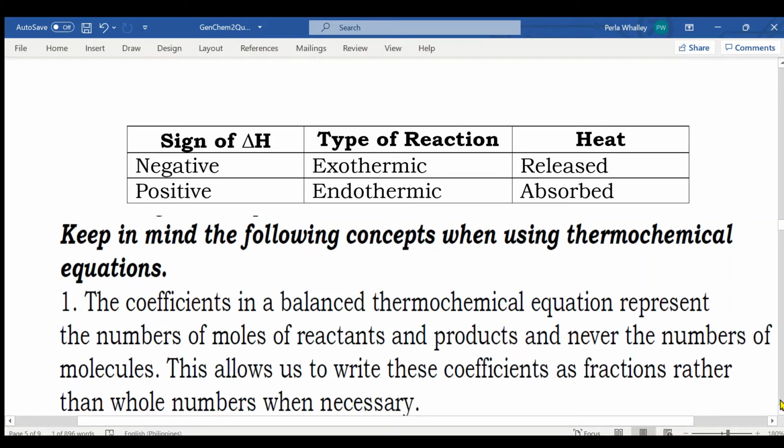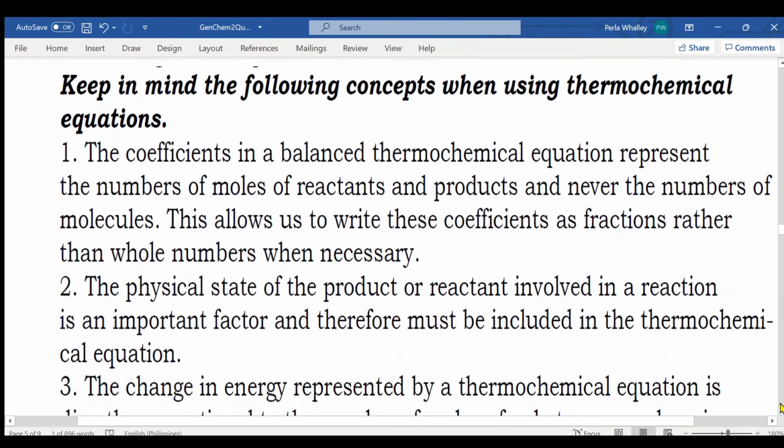Keep in mind the following concepts when using thermochemical equations. The coefficients in a balanced thermochemical equation represent the number of moles of reactants and products and never the number of molecules. This allows us to write these coefficients as fractions rather than whole numbers when necessary. The physical state of the product or reactant involved in a reaction is an important factor and therefore must be included in the thermochemical equation. Physical states such as gas, solid, liquid.